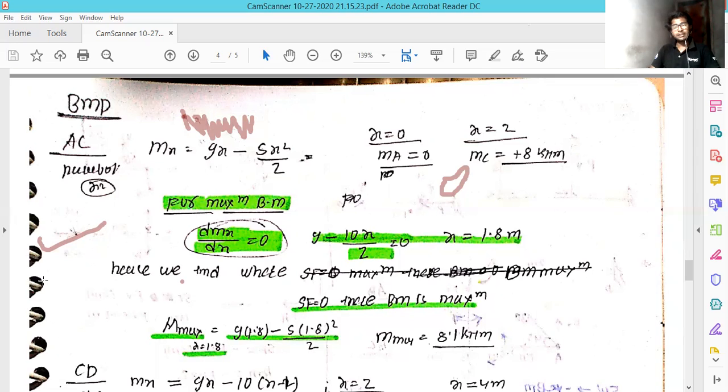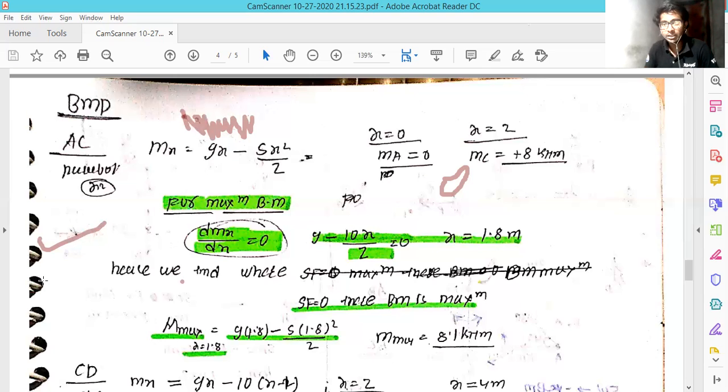As we know, it moves from 2, but where is the contraflexure? At that point the moment will be maximum. As we know, where the shear force is going to be 0, the moment at that point is going to be high, and where the moment is going to be 0, at that point the shear force is going to be very high. So in this condition, it shows that the moment at C, at x equal to 2, is 8 kilonewton meter, but it is not the highest moment.